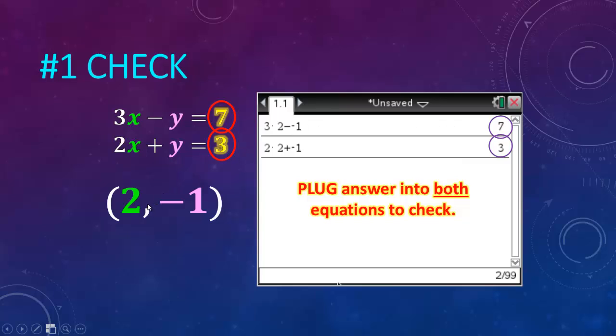So 3 times 2 is 6, plus 1 is 7. And then you plug it into the other one because you have to make sure it works in both. Because you may come up with an answer that works in one but not the other, and then that's not a solution. So 2 times 2 is 4, plus -1 is 3. It works in both. That's the answer that we're given.